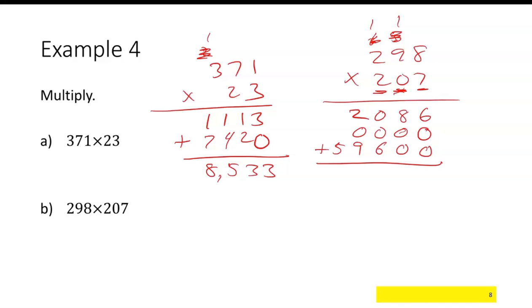And as a final step, I'll just go ahead and add these. 6, 8, 6. That comes up to 11 and 6. So 61,686.